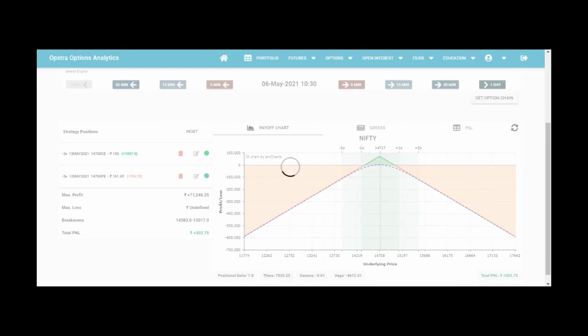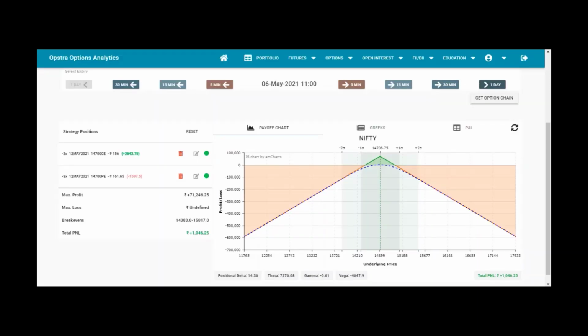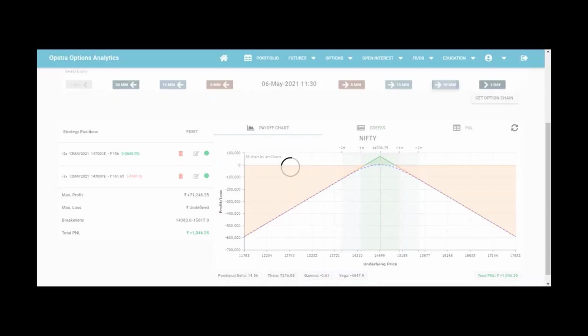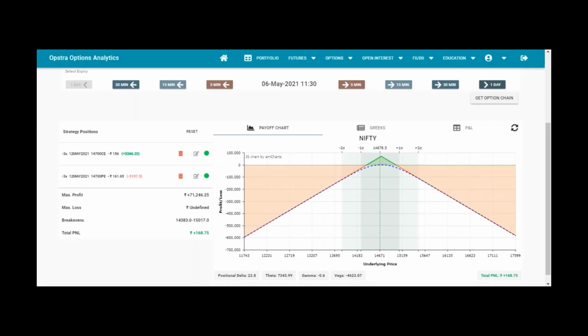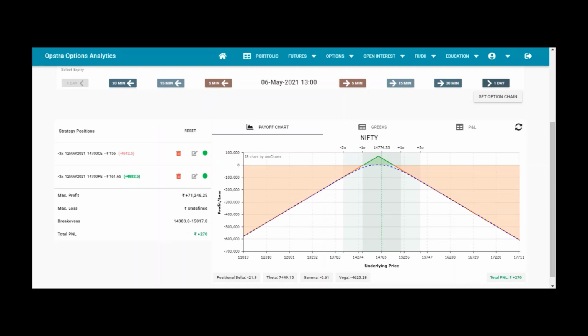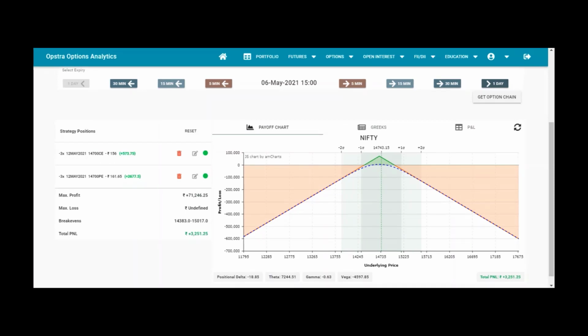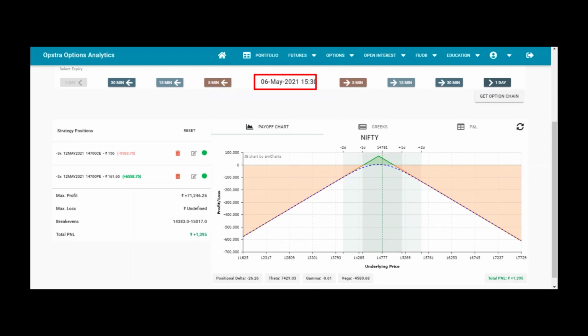Okay, due to the time constraint I'm going 30 minutes ahead on the 6th May. So the time is 1 o'clock and we are in the profit of 270 rupees. And the time is 3 p.m. on the 6th May. We are in 3000 plus profit, 3250 rupees. So by the end of the day, we are in the profit of 1300, almost near to 1400 rupees profit.